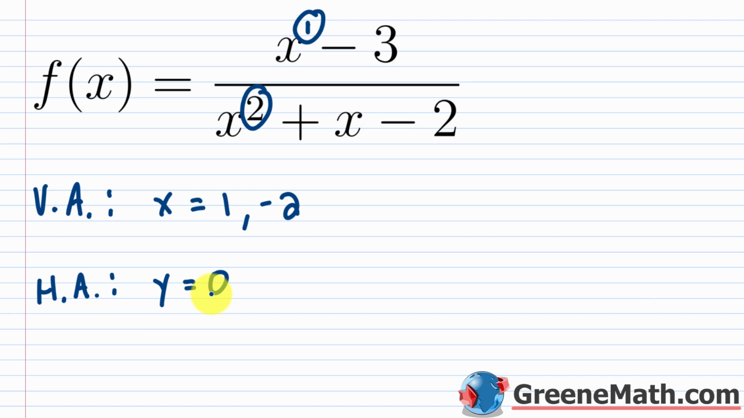Again, that's the long way to do it. You don't need to do it that way. Just remember the rule that if the numerator has a lower degree than the denominator, you automatically have a horizontal asymptote, which is y equals 0, or the x-axis.